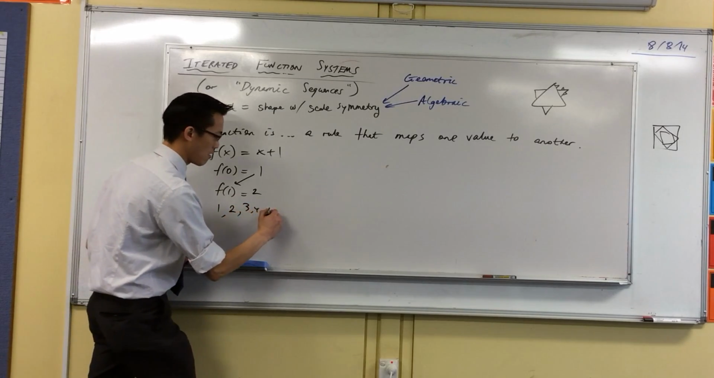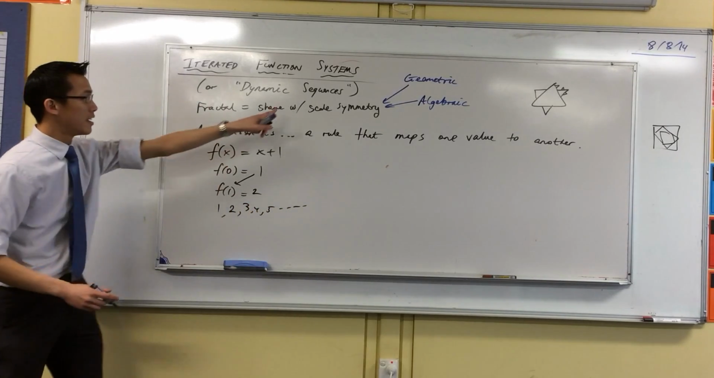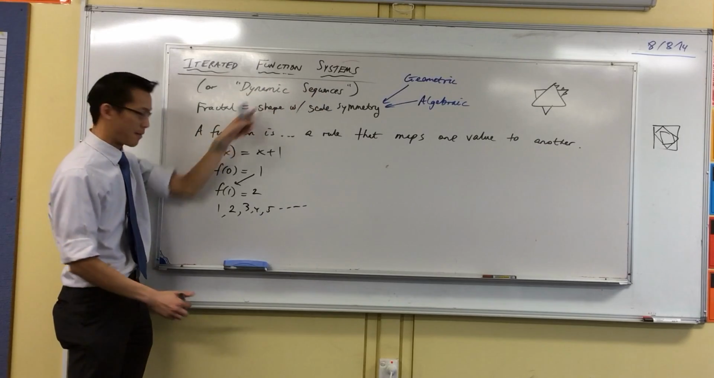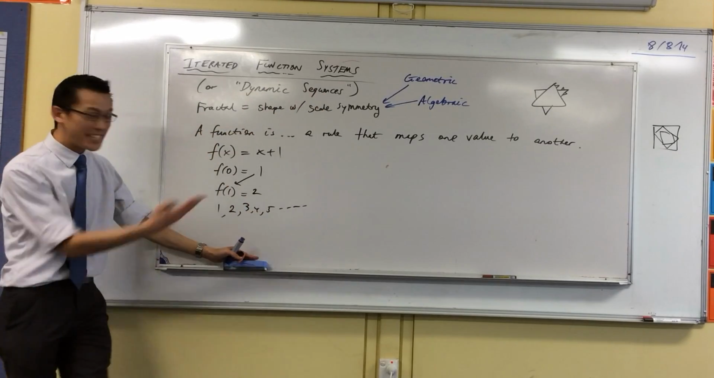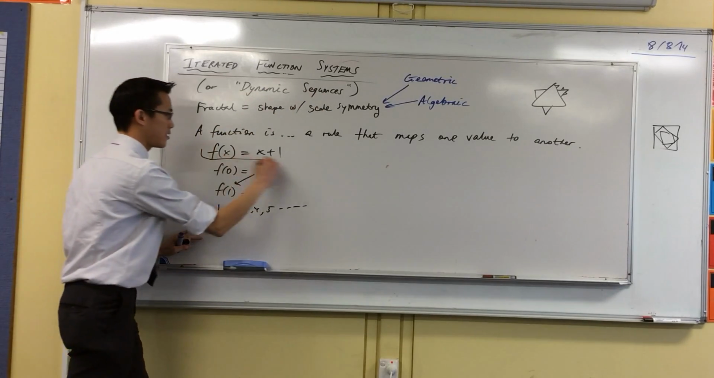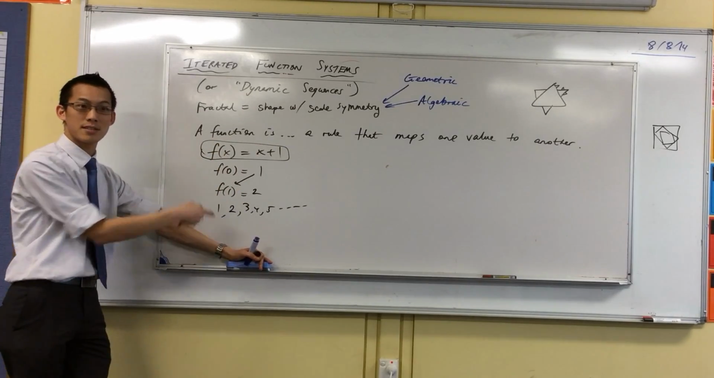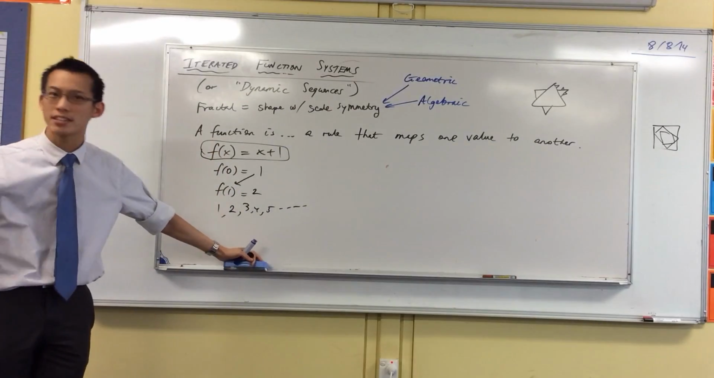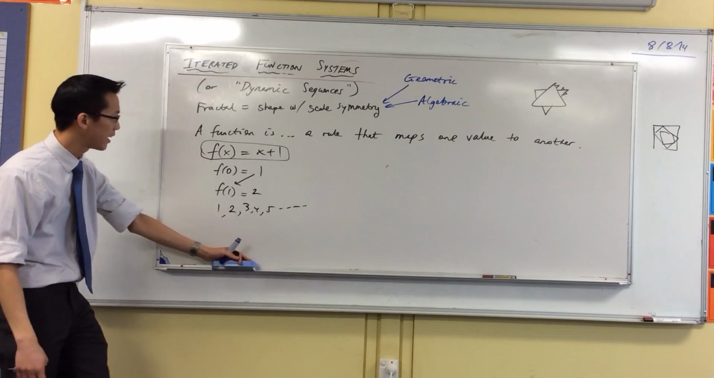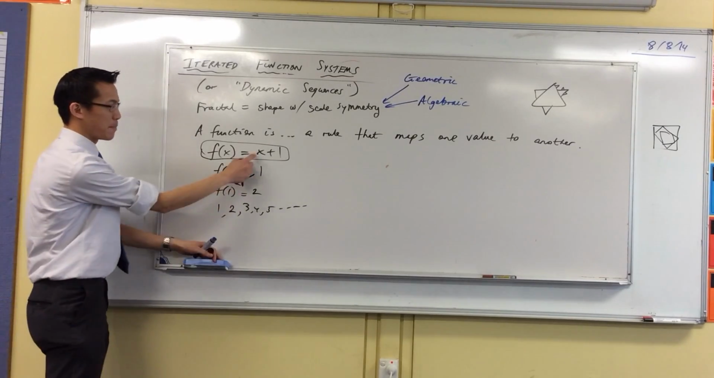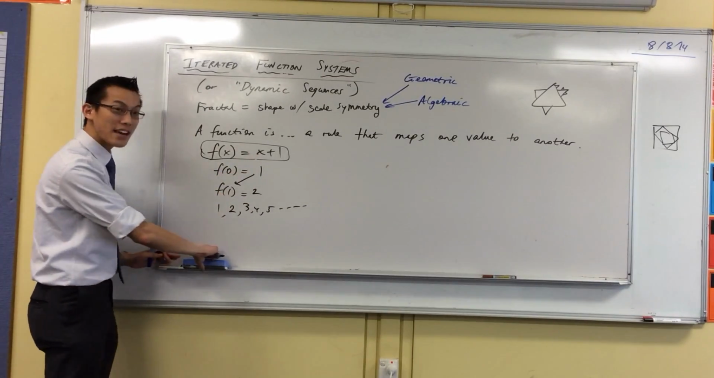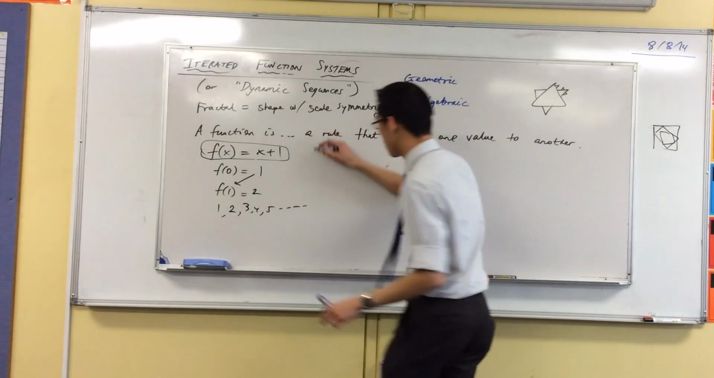3, 4. So this particular sequence that I get out, it's called a dynamic sequence because it's changing. This particular dynamic sequence that we get out of this iterated function system, we give these a name. This sequence is the sequence of all counting numbers, or natural numbers, if you like. Now, it's a pretty boring kind of sequence, okay? So let's have a look at some more interesting ones. I'll leave that one there for a second.